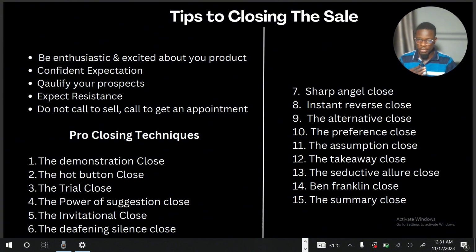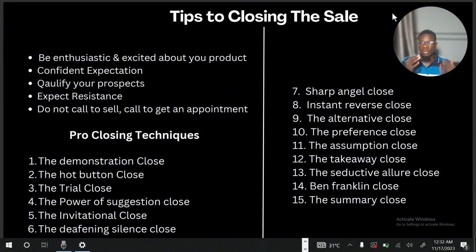So let's quickly move on to number 4, the power of suggestion close. Now in the power of suggestion close, you use words and pictures to paint a scenario where your customers are already using the products you're trying to market to them. Power of suggestion, you use that suggestive power to already put them in a picture where they already own that product. So let's say you're marketing a gown to a prospect.